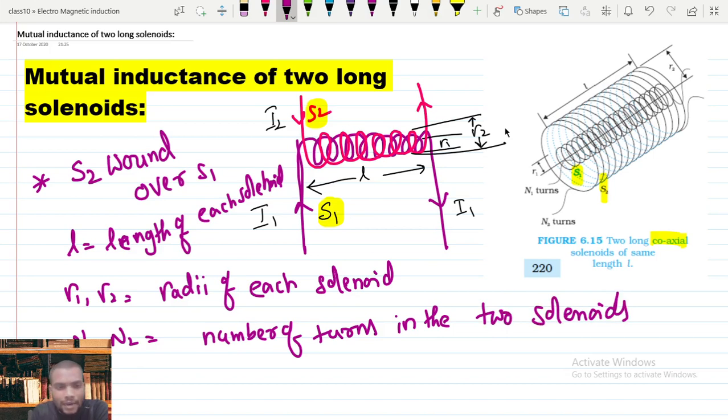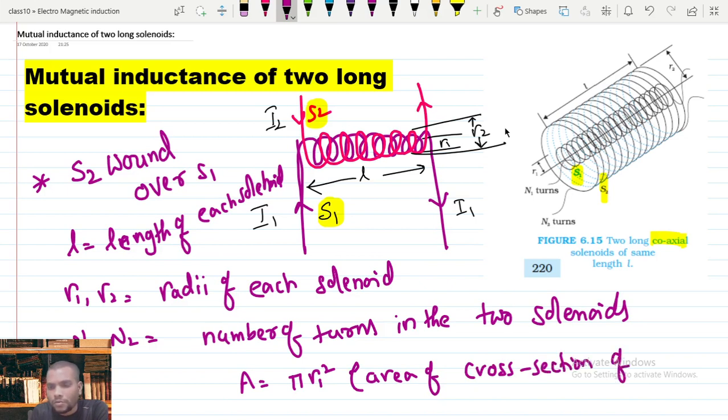And apart from that, I need one more quantity, capital A, equal to pi R1 square, which gives the area of cross section of solenoid S1. So L is the length of each solenoid, which remains the same, R1 and R2 are the radii, N1 and N2 are the number of turns in the solenoids, and A equals pi R square, the area of cross section of solenoid S1.